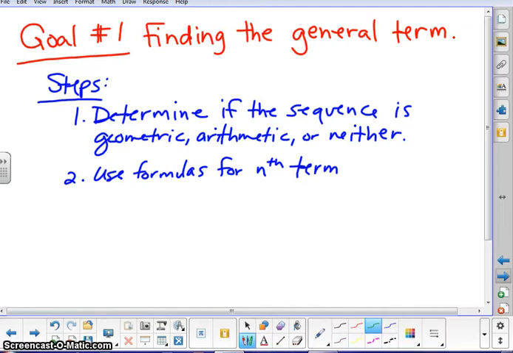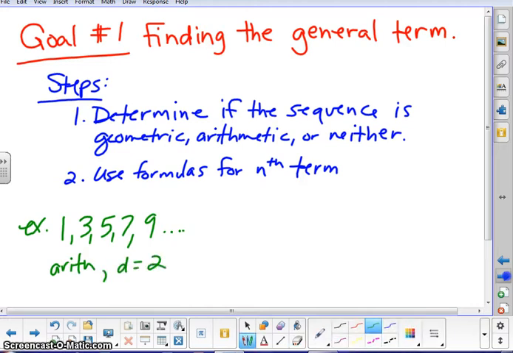It is 1, 3, 5, 7, and 9. So if you look at our first step, it is to determine if the sequence is geometric, arithmetic, or neither. And you may see already that it is arithmetic because the common difference is 2, because every step it is adding 2 every single time.